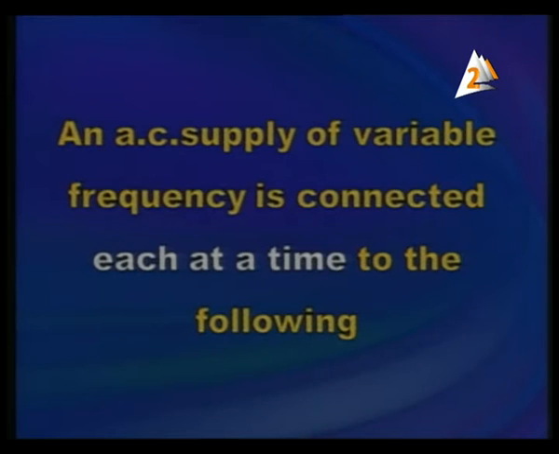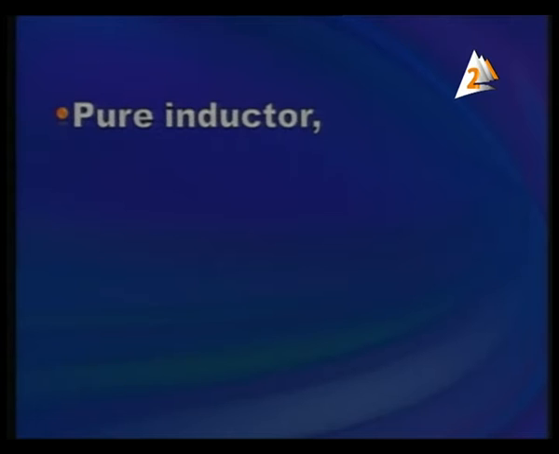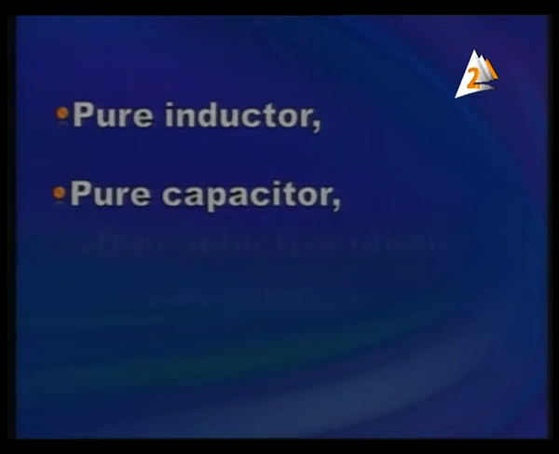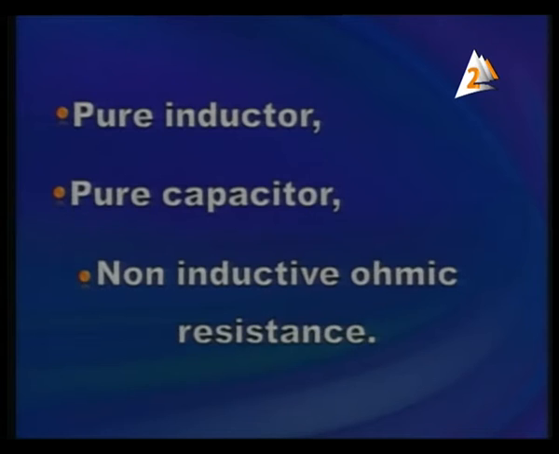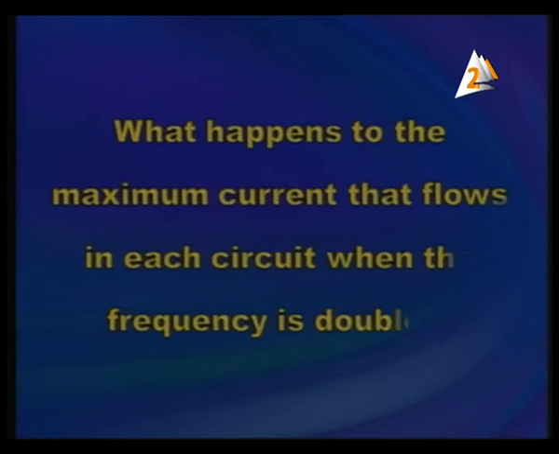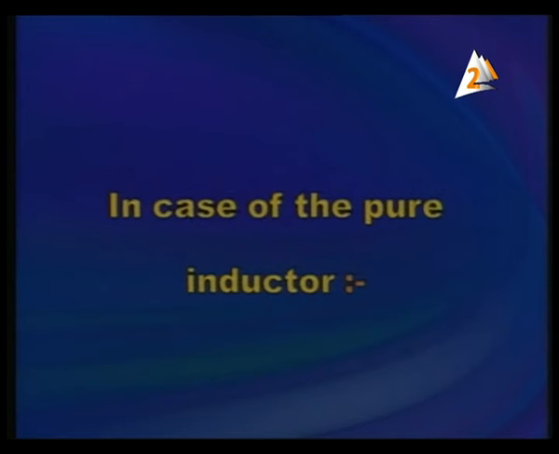An AC supply of variable frequency is connected, each at a time, to the following items: a pure inductor, a pure capacitor, and a non-inductive ohmic resistance. What happens to the maximum current that flows in each circuit when the frequency is doubled? Okay, we'll take it one by one.